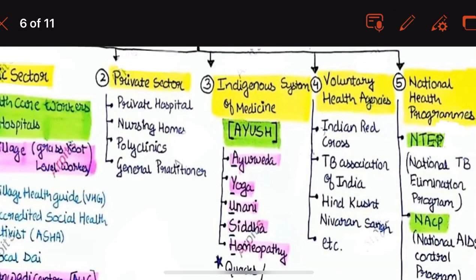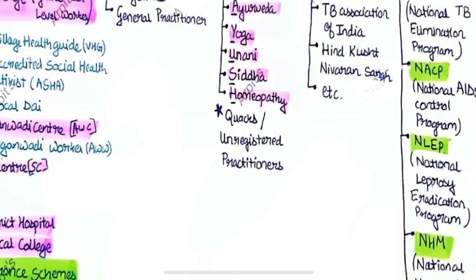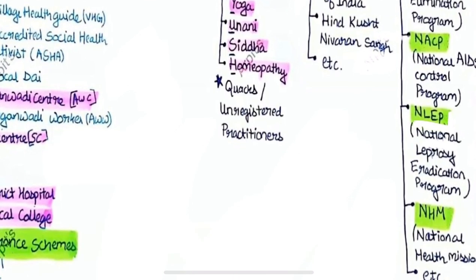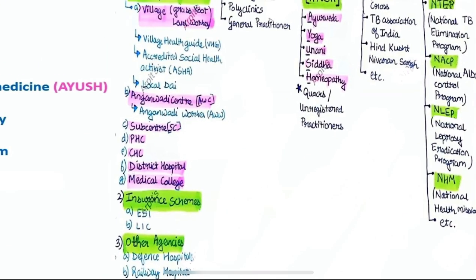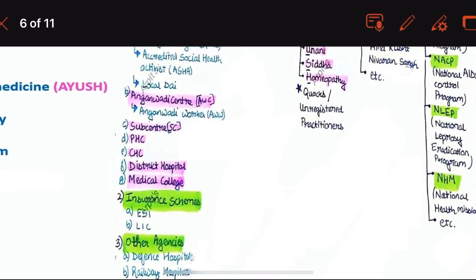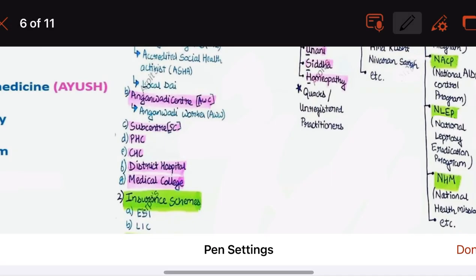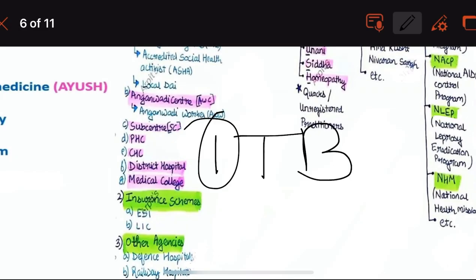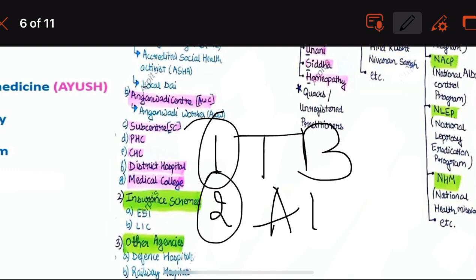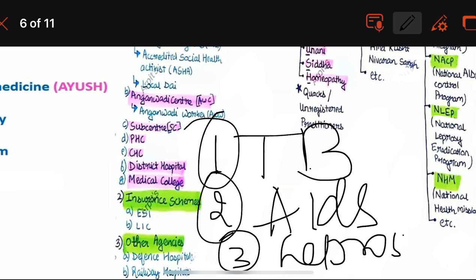Moving on to the national health programs. The national health programs are the National TB Elimination Program, National AIDS Control Program, National Leprosy Eradication Program, and National Health Mission. So guys, what are the national programs? You just remember this. National TB Elimination Program. AIDS, National AIDS Control Program. Then the third one is Leprosy, National Leprosy Eradication Program. Then National Health Mission.